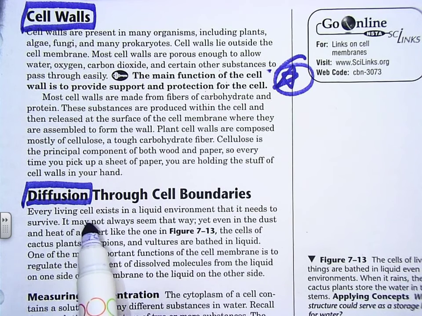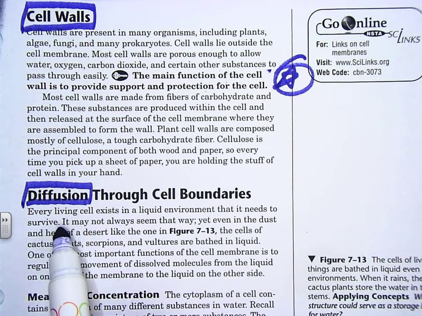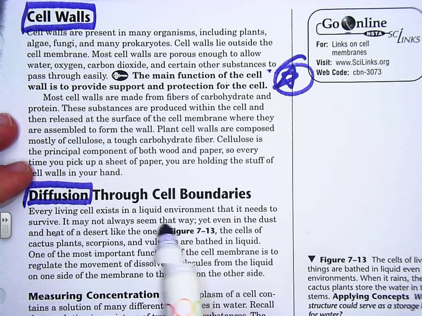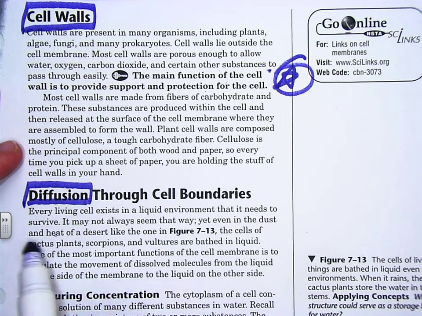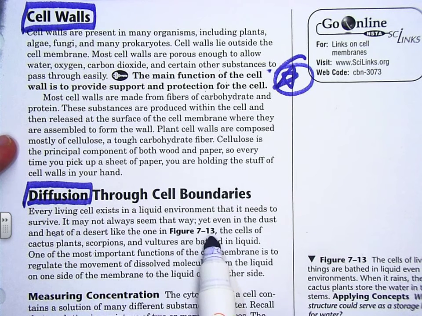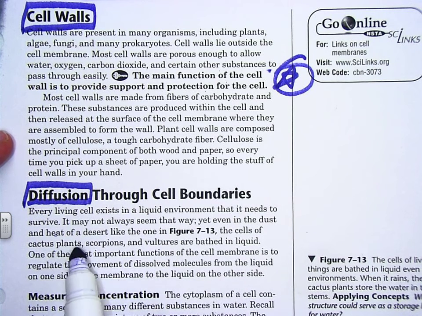Every living cell exists in a liquid environment that it needs to survive. It may not always seem that way, yet even in the dust and heat of the desert, like the one in figure 7-13, the cells of the cactus plant, scorpions, and vultures are bathed in liquid. One of the most important functions of the cell membrane is to regulate the movement of dissolved molecules from the liquid on one side of the membrane to the liquid on the other side.